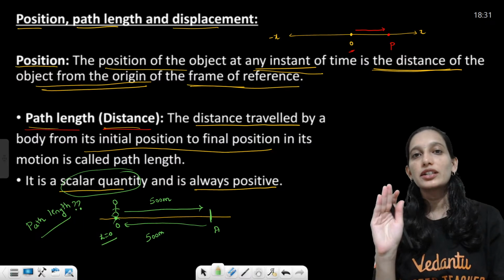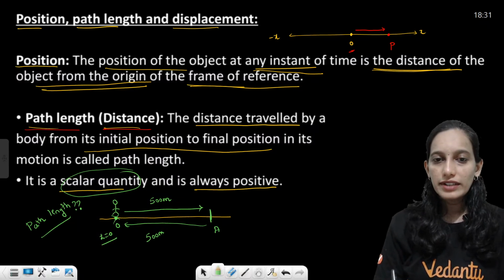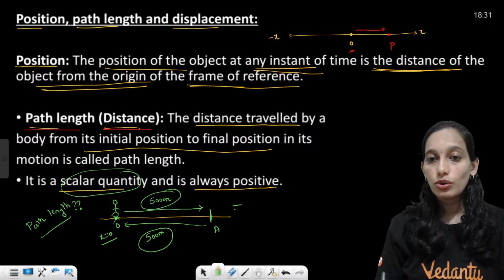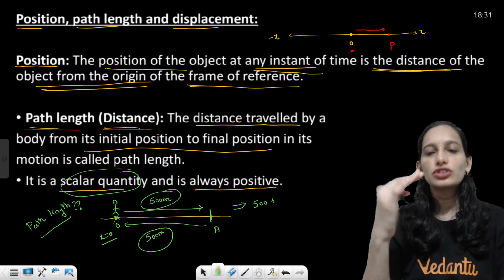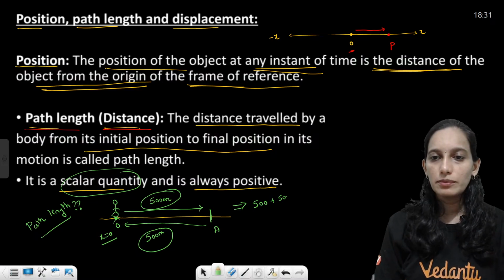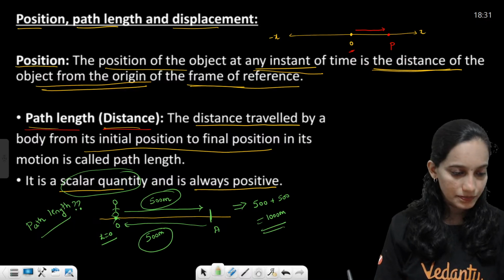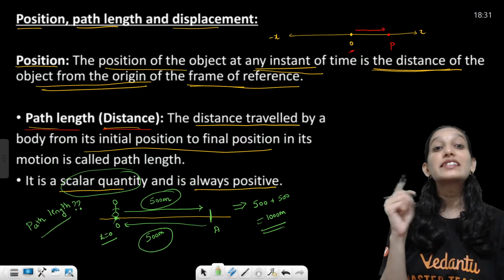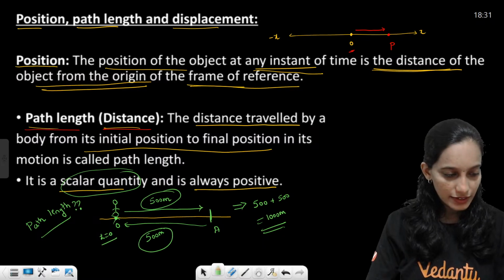That means direction is not important. So if I say 500 meters in this direction and 500 meters in this direction, what is the total? Since direction is not important, you just add them without taking any plus or minus. 500 plus 500 gives us 1000 meters. If it was a vector like displacement, then your answer would be 0. Is that clear?